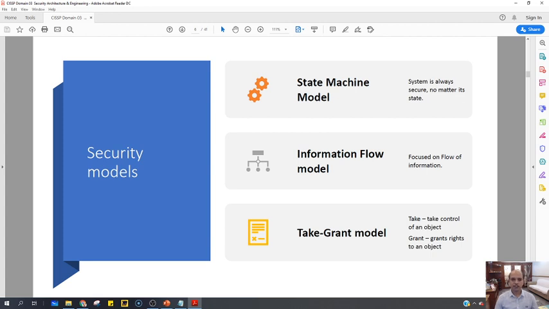And the third model is the take grant model. When we are discussing the take grant model, take means take control of an object and grant means granting a right to an object. Okay. So in this we need to allow the subject to create new rights. And we need to remove, it means what we need to remove? We need to remove the rights. If we have given any subject any right, then we can remove those also. So in the take grant model, normally we create and we remove the rights.